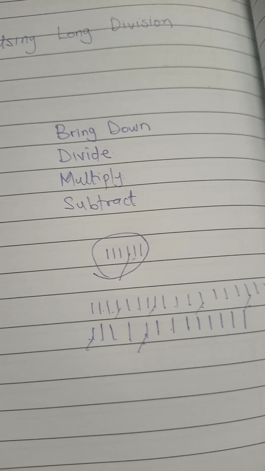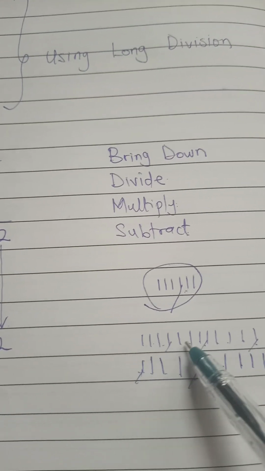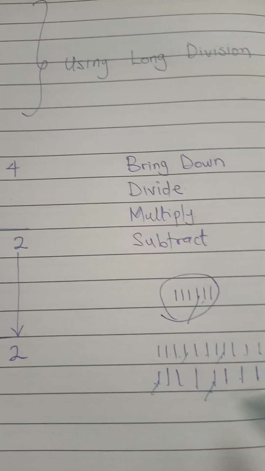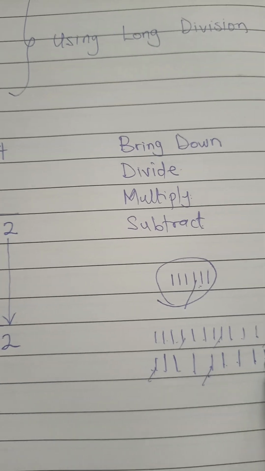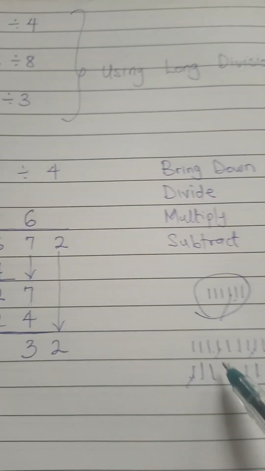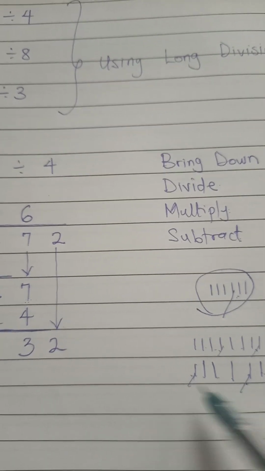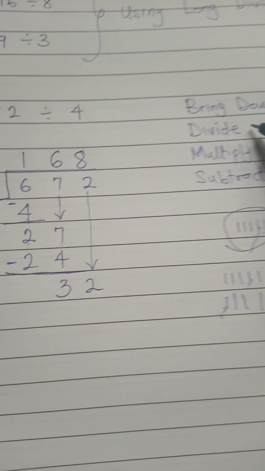And I was cutting by 4. 1, 2, 3, 4. And I did the same till this point. So let's continue. 1, 2, 3, 4. So how many times have I cut now? 1, 2, 3, 4, 5, 6, 7, 8. I have cut it 8 times. That is the division. I have divided now.